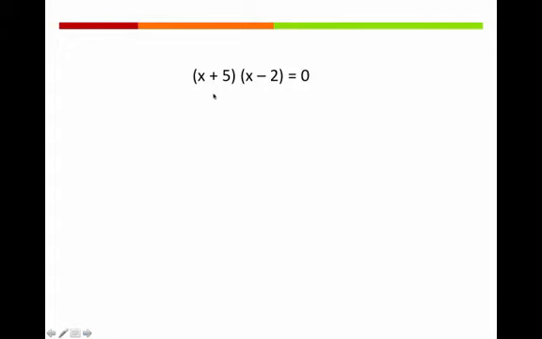So I know, using the zero product property, that x plus 5 times x minus 2 equals 0 means that one of these factors has to be equal to 0. So either x plus 5 equals 0 or x minus 2 equals 0. So if that's the case, then for solving for x, I know that x either equals negative 5, remember bringing this over to the other side, or x equals 2.